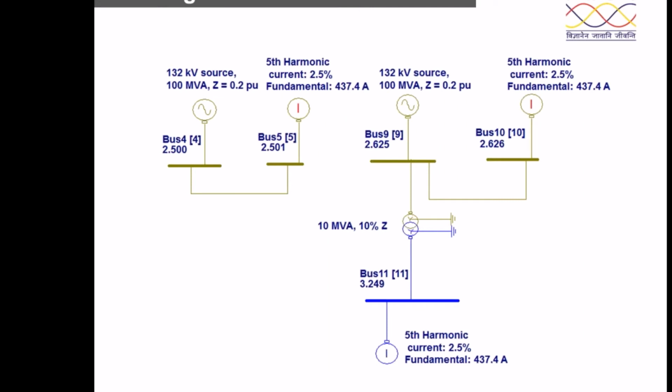Therefore, what could the utility have done? Rather than asking this consumer to get connected at this PCC, they would have identified some other PCC where the distortion is less. That is what is very important.